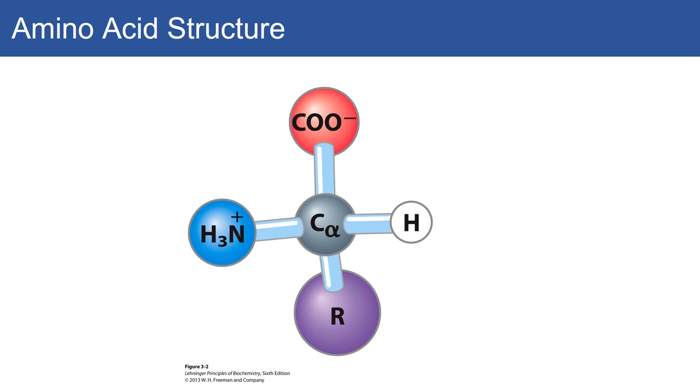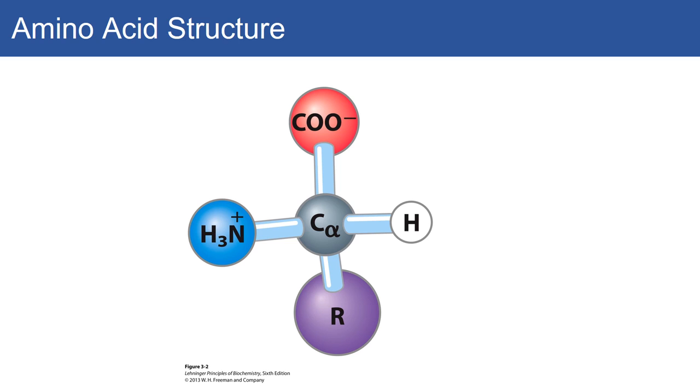So all amino acids have a very similar structure, with the exception of proline, which we'll talk about in a little bit. There's an amine group, there's a carboxyl group, there's a hydrogen, and there's an R group, which is the variable part of the amino acids. And they're all attached to the alpha carbon.